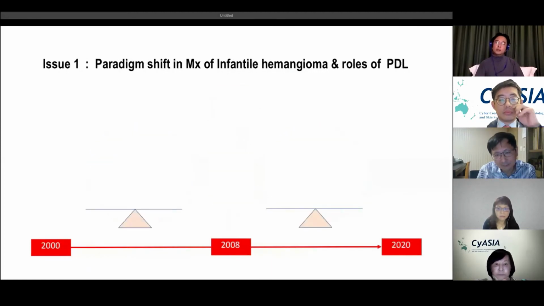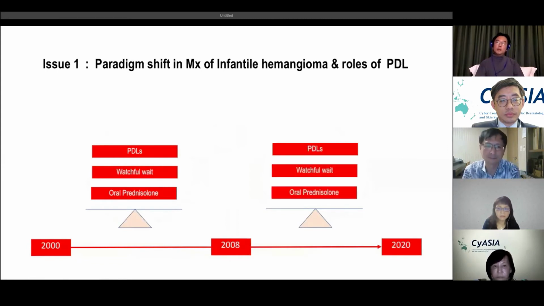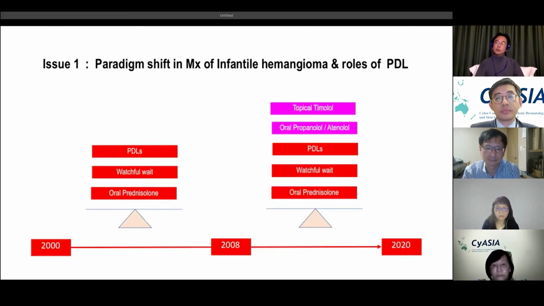I remember when I first joined dermatology in the year 2000 until 2008, basically when we had a child with infantile hemangioma, the treatment was either no treatment, or if the patient had a superficial hemangioma affecting a cosmetically concerning area, we would prescribe pulse dye laser. If the patient had a mixed hemangioma that compromised the function of vital organs, then we would go for oral prednisolone. And after 2008, we have propranolol, atenolol, and topical timolol.